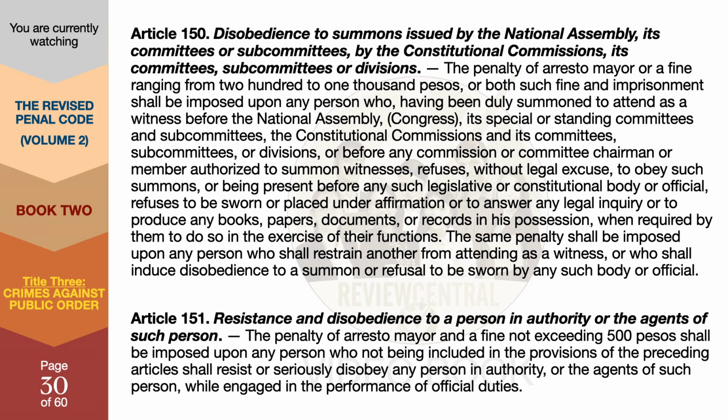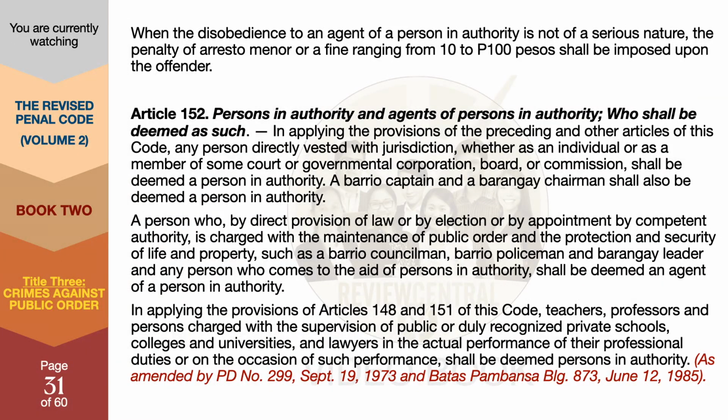Article 151. Resistance and disobedience to a person in authority or the agents of such person. The penalty of arresto mayor and a fine not exceeding 500 pesos shall be imposed upon any person who, not being included in the provisions of the preceding articles, shall resist or seriously disobey any person in authority or the agents of such person, while engaged in the performance of official duties. When the disobedience to an agent of a person in authority is not of a serious nature, the penalty of arresto menor or a fine ranging from 10 to 100 pesos shall be imposed upon the offender.